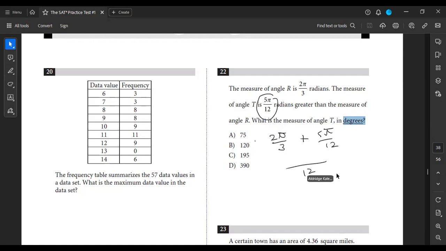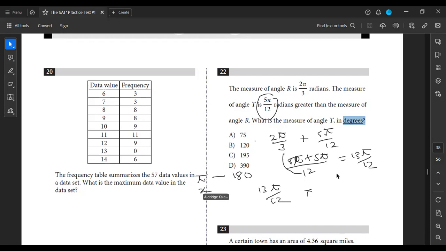The lowest common denominator is 12. So 3 into 12 is 4. 4 times 2 pi is 8 pi. 12 into 12 is 1. 1 times 5 pi is 5 pi. So we have 13 pi over 12. But remember, we need to convert this into degrees. And we know that pi radians is equal to 180 degrees. So we can cross multiply, or we just go straight away. This is going to be equal to 180 over pi, if you know the formula.